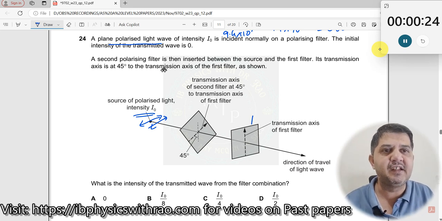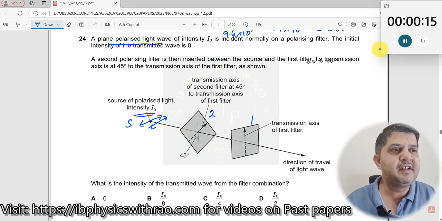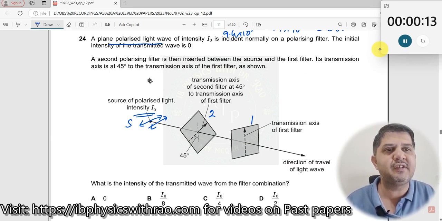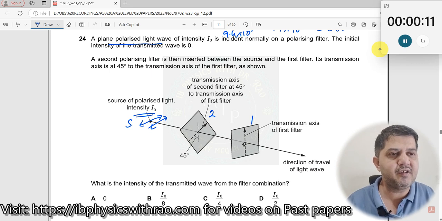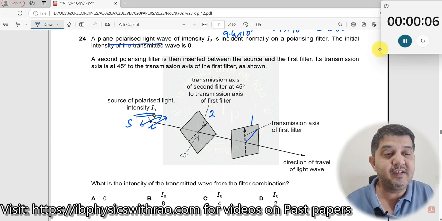That's right. Next, a second polarizing filter is then inserted between the source and the first filter. Now we have said this is the first filter, this is your source over here, this is the second filter which is inserted here. Its transmission axis is 45 degrees to the transmission axis of the first filter. So you kept it at 45 degrees like this over here. When you keep it like this, what can happen? This is your intensity I0.